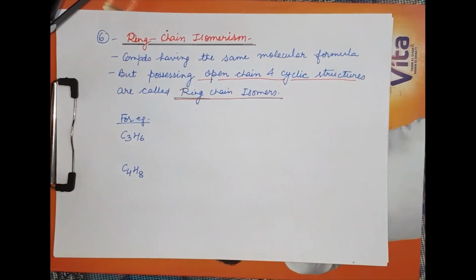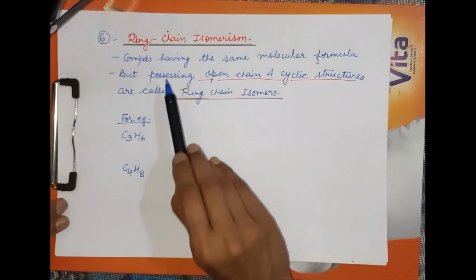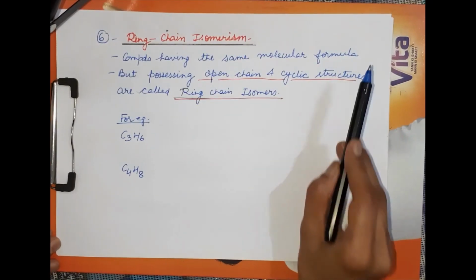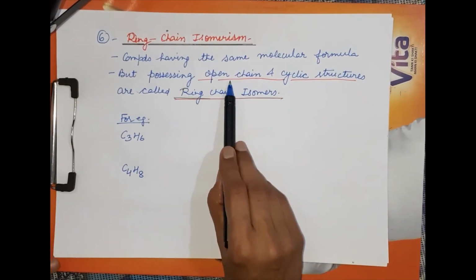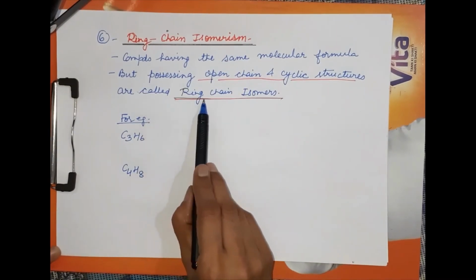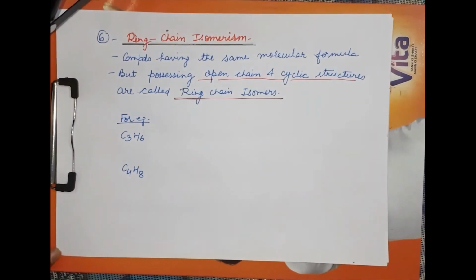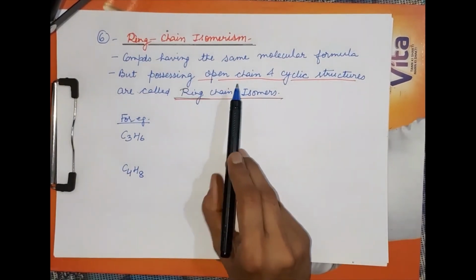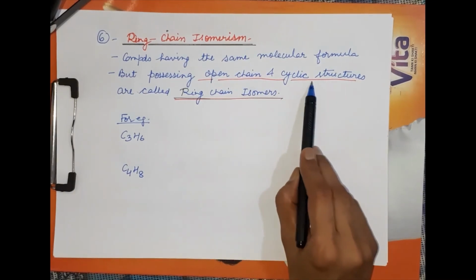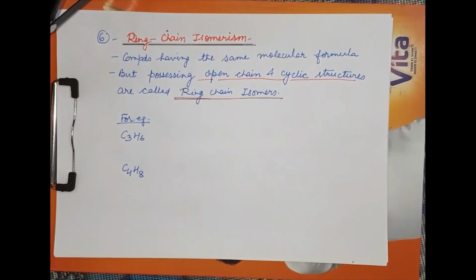The next type of isomerism is called the ring chain isomerism. So what is this? When compounds have the same molecular formula but possess open chain and cyclic structures, then they are called ring chain isomers. So they differ only in that either they have the open chain structure or the cyclic structure. So let us understand with an example.